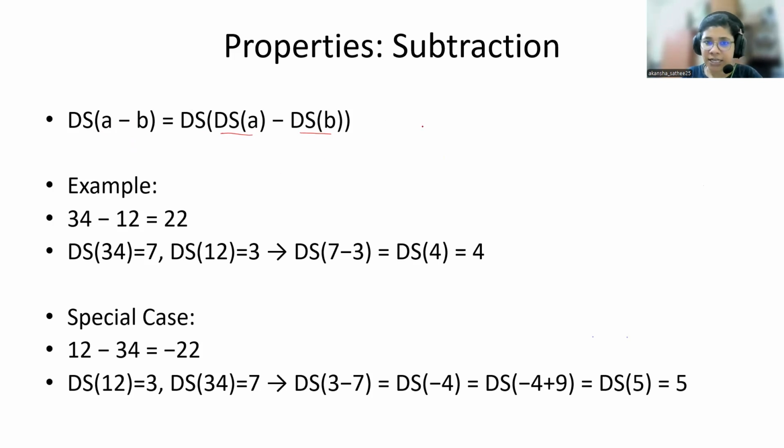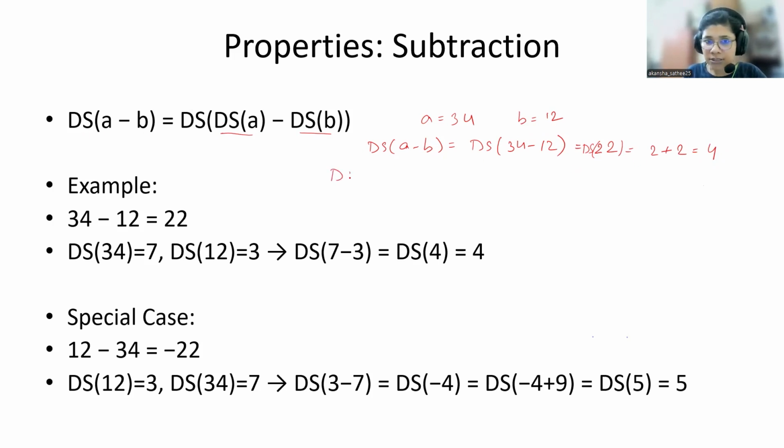So let us take one example here. A is 34, B is 12. So digit sum of A minus B is digit sum of 34 minus 12. 34 minus 12: 4 minus 2 is 2, 3 minus 1 is 2. So it is digit sum of 22. But digit sum of 22 is nothing but 2 plus 2, that is 4. So digit sum of A minus B is 4.